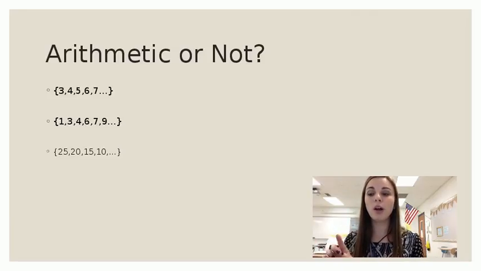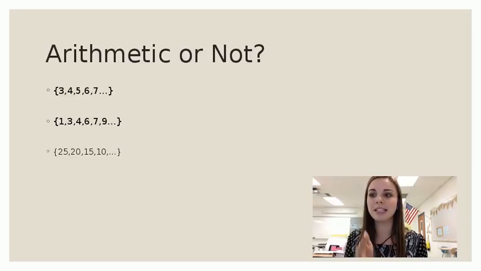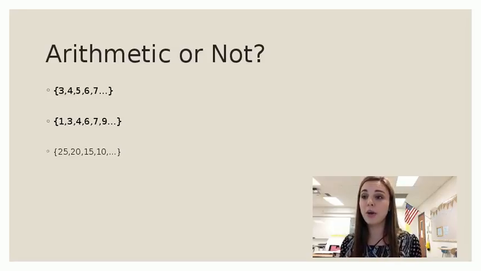3 to 4, we only go up by 1. So right off the bat, you know it's not arithmetic, because for it to work, it has to be the same exact difference every time. So we should have said no for number 2.